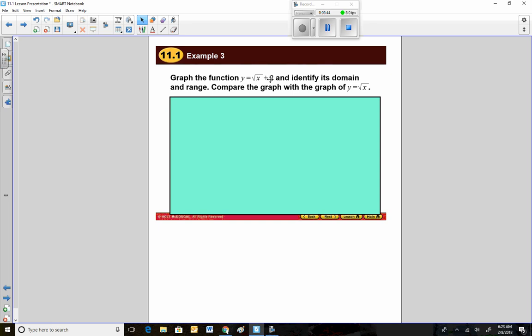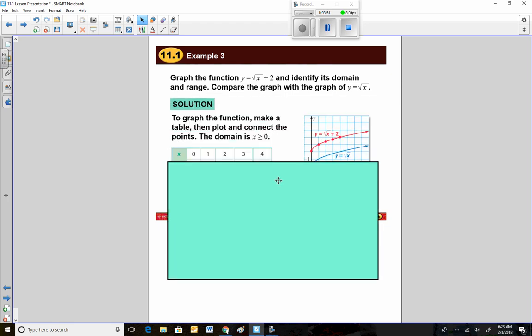It did the same thing when you did a line. It moved things up or down. So it's not going to be any different here. So let's take a look.